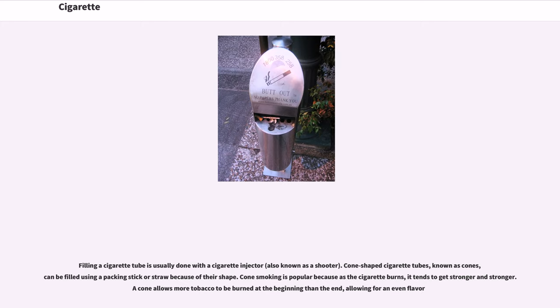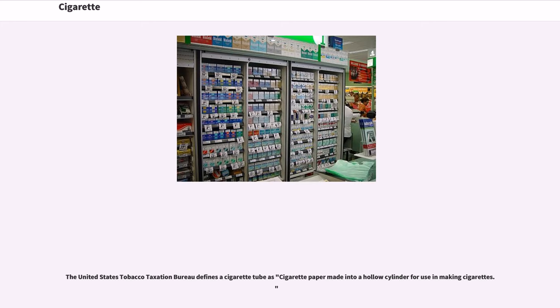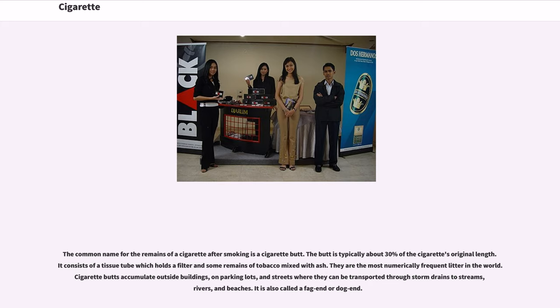Cone smoking is popular because as the cigarette burns, it tends to get stronger and stronger. A cone allows more tobacco to be burned at the beginning than the end, allowing for an even flavor. The United States Tobacco Taxation Bureau defines a cigarette tube as cigarette paper made into a hollow cylinder for use in making cigarettes. The common name for the remains of a cigarette after smoking is a cigarette butt.